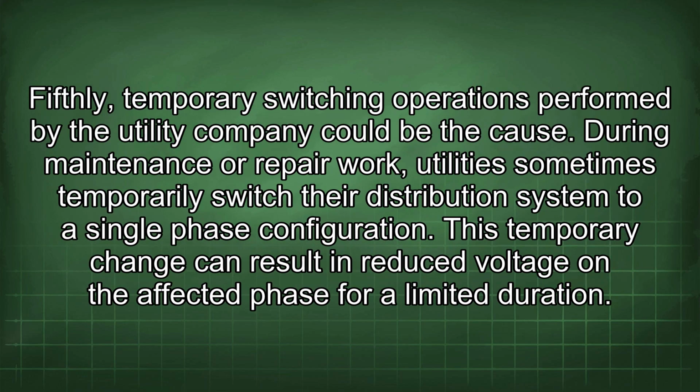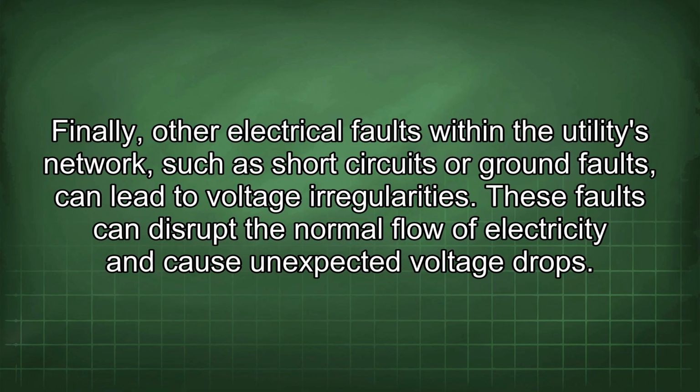Fifthly, temporary switching operations performed by the utility company could be the cause. During maintenance or repair work, utilities sometimes temporarily switch the distribution system to a single-phase configuration. This temporary change can result in reduced voltage on the affected phase for a limited duration. Finally, other electrical faults within the utility's network, such as short circuits or ground faults, can lead to voltage irregularities. These faults can disrupt the normal flow of electricity and cause unexpected voltage drops.